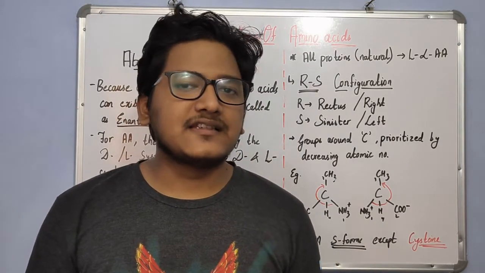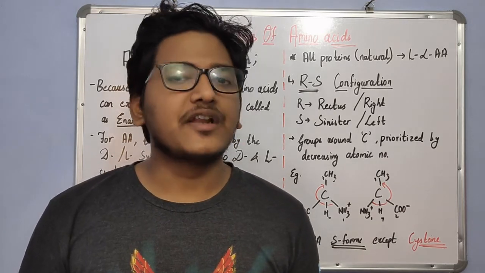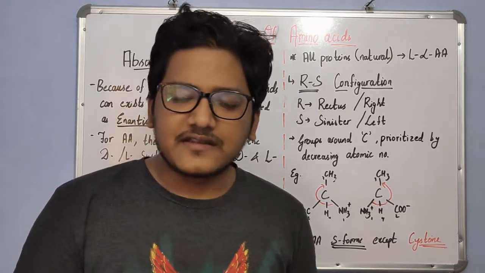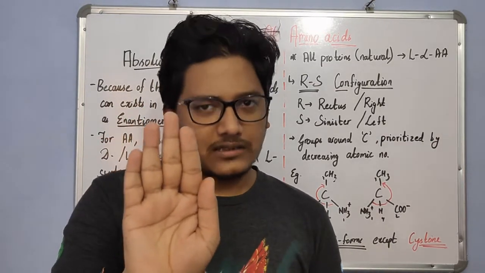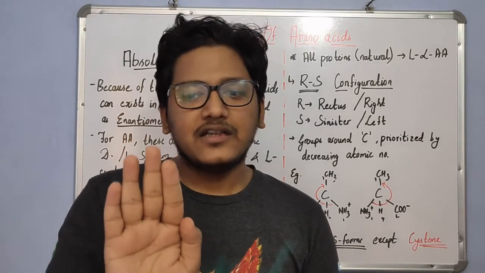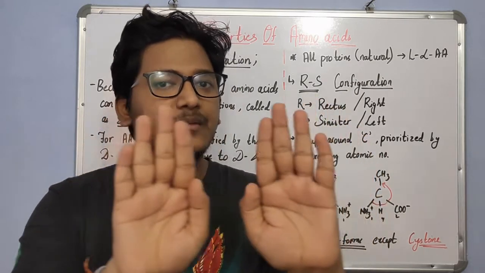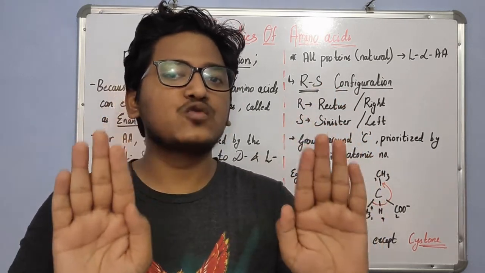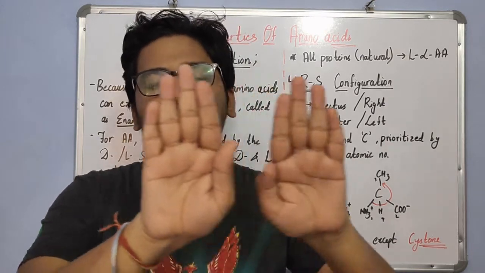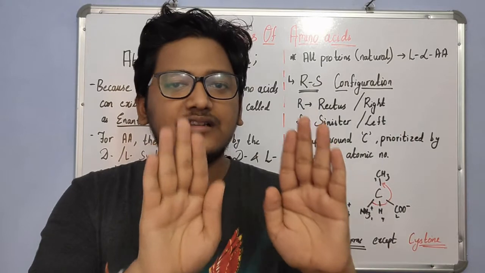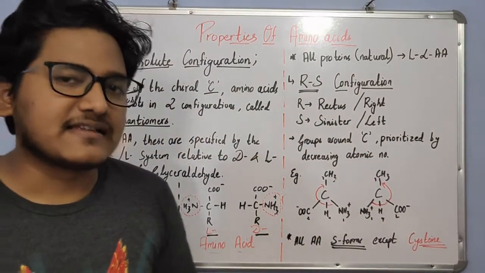Amino acids can exist in two different configurations, which are non-superimposable mirror images of each other. For instance, let's take the example of this hand. If it is one of the chiral compounds or one of the amino acids, it is one form and this is another form. These two are mirror images of each other, but they are non-superimposable. That is, if I try to superimpose these two, they are not an exact match and they are simply mirror images of each other. The same happens in the case of amino acids as well.